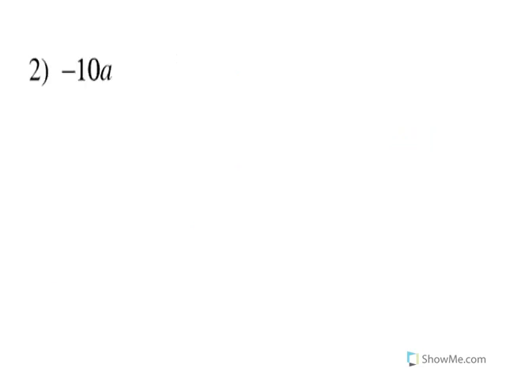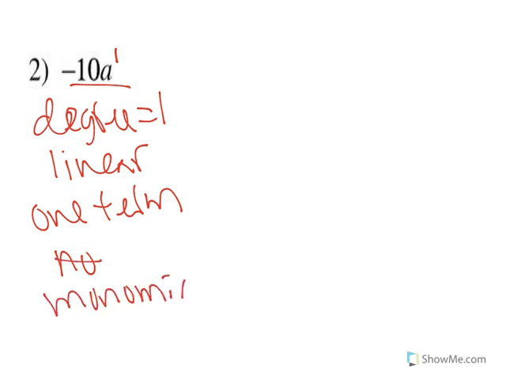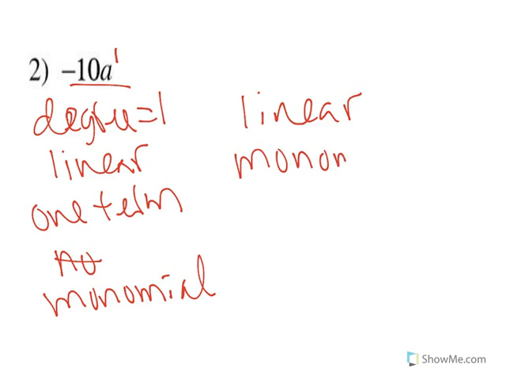Okay, and example 2, so here we have a 1 term. So notice how the exponent is 1. Right? So here we have a degree of 1. So this becomes a linear, and we only have 1 term, so it's a monomial. Right, so the name for this expression is a linear monomial.